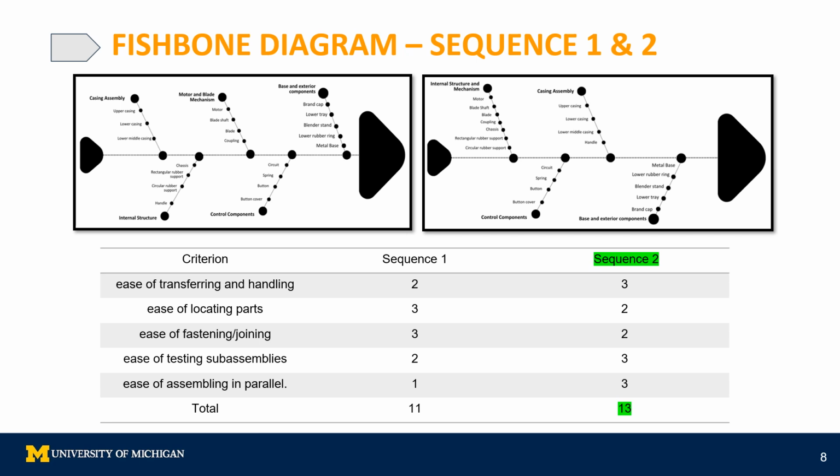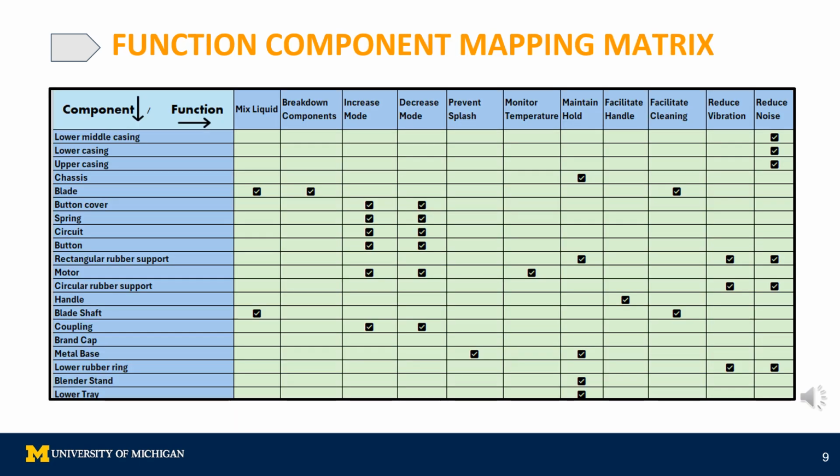The table compares two assembly sequences on ease of handling, fastening, and parallel assembly. Sequence 2 excels in handling and fastening, although it ranks lower for parallel assembly. Overall, Sequence 2 offers a more efficient, higher quality production approach.